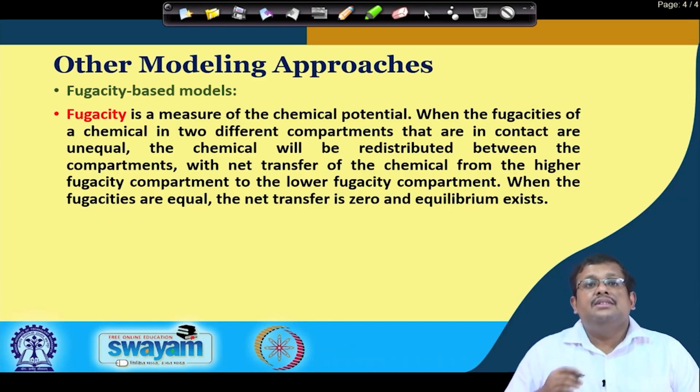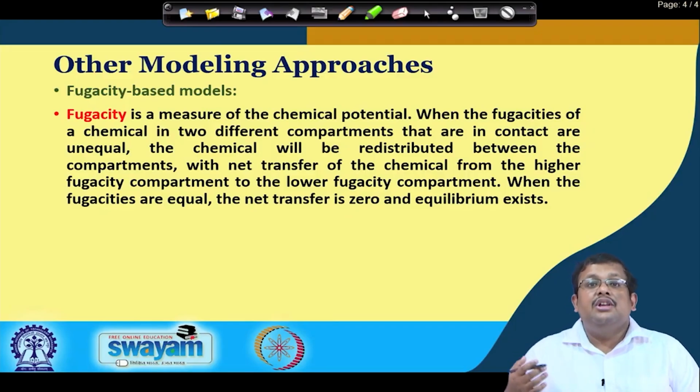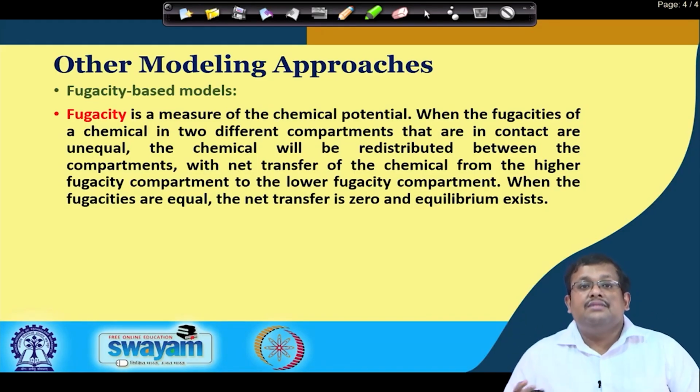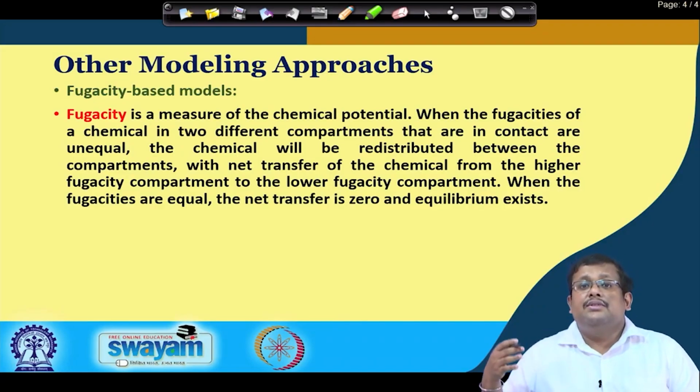Now, remember that fugacity is a chemical term, it is basically a measure of the chemical potential. Consider there are 2 compartments which are in contact. If the fugacities of the chemical in the 2 compartments which are in contact are unequal, then the chemical will be redistributed between the compartments with net transfer of the chemical from the higher fugacity compartment to the lower fugacity compartment. When the fugacities are equal, the net transfer is 0 and equilibrium exists.